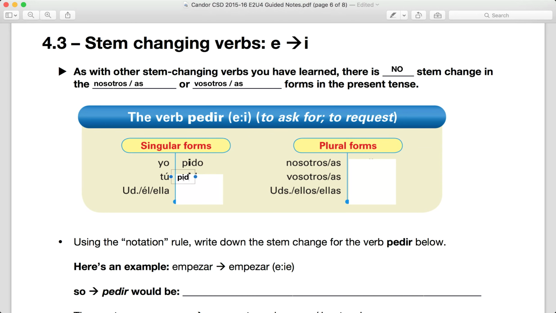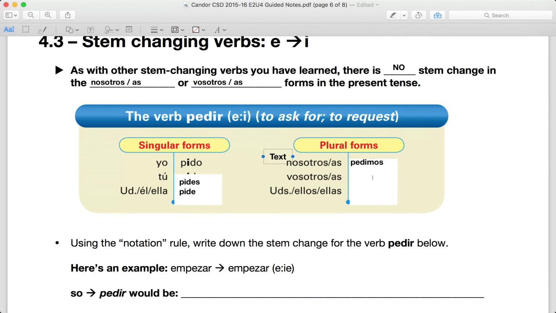Remember, this is an IR verb, so the endings are going to be the same. It's going to follow the endings that we're used to, and in this case, it's going to be pides. Underneath, for él, ella, usted, it's just going to be pide. Okay, so yo pido, tú pides, él, ella, usted pide. Nosotros, remember, is outside of the verb house, outside of the boot. So we're going to keep our old stem, the PED, and add our ending: pedimos.